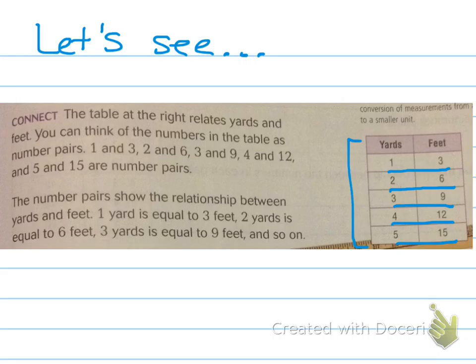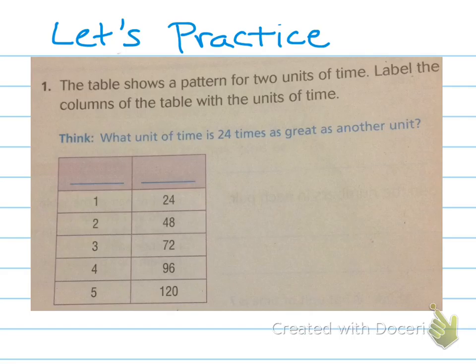Okay, so really this lesson is all about taking a look at these types of tables, and instead of them giving you the units up here, you have to figure it out by just looking at the number pairs. So let's practice one. The table shows a pattern for 2 units of time. It's important to read the directions. I mean, it's always important, but this is going to give you a nice little hint as to what your units are going to be. So these units have to be units of time. Label the columns of the table with the units of time.